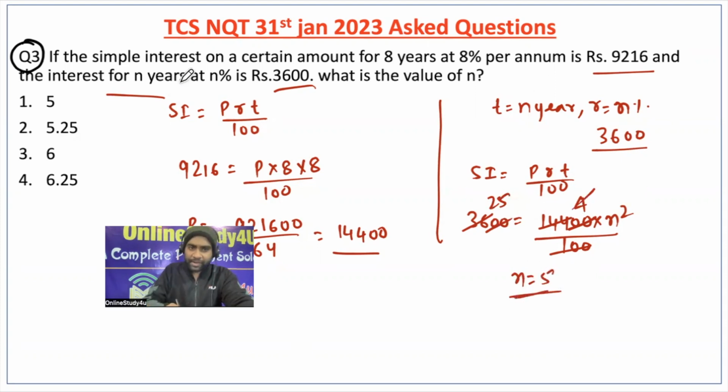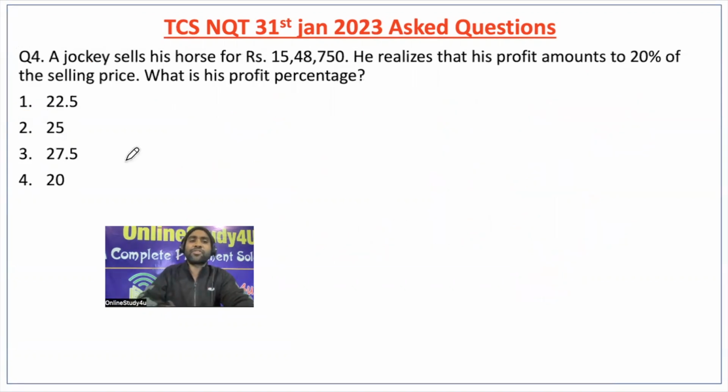That means, if the simple interest on a certain amount for 8 years at 8% per annum is 9216, and the interest for n years at n% is this, then what is the value of n? So the value of n will be 5. Option A becomes the correct answer for question number 3.